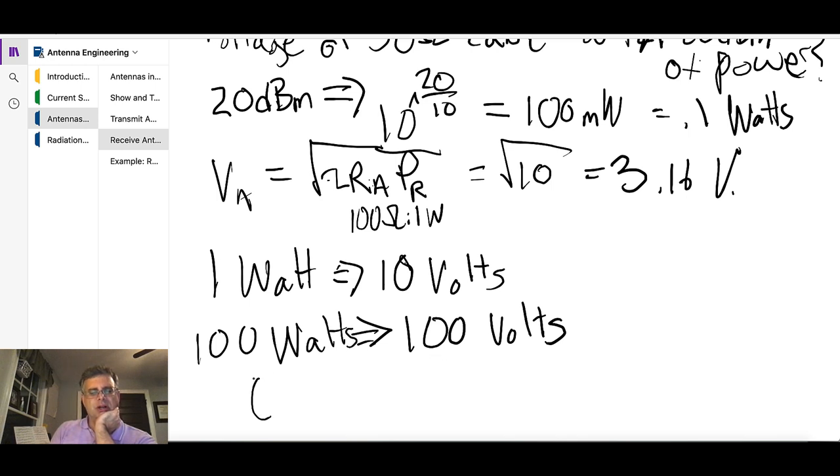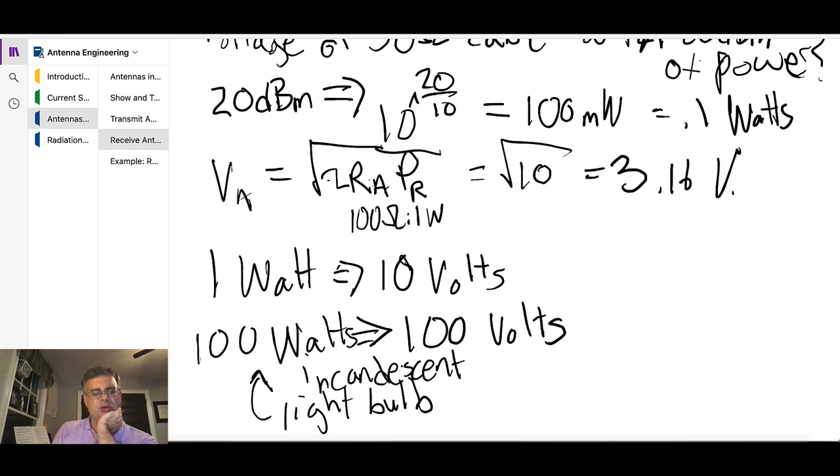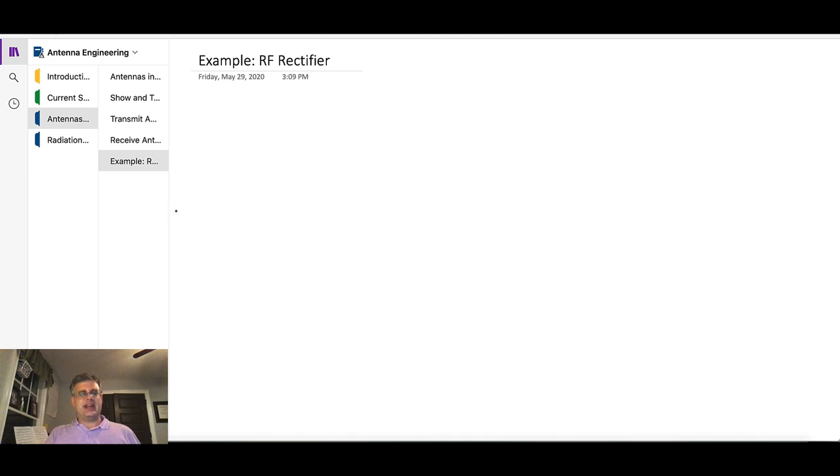And remember, 100 watts may sound like a lot, but it's really just what an old incandescent light bulb emits, most of which was wasteful heat. But still, you don't think of a white light bulb as necessarily a high-powered application, particularly an old incandescent light bulb. Okay, so that's one example on how to use these formulas to calculate amplitude.